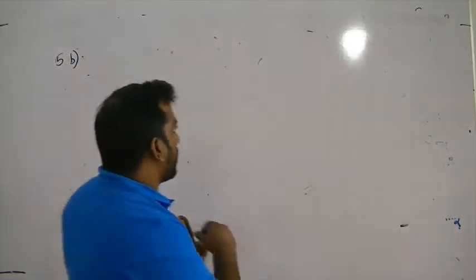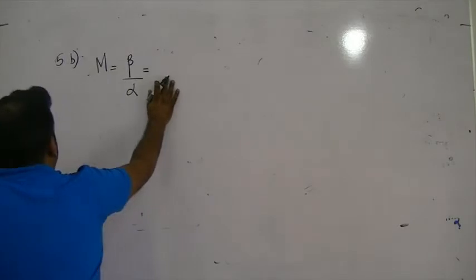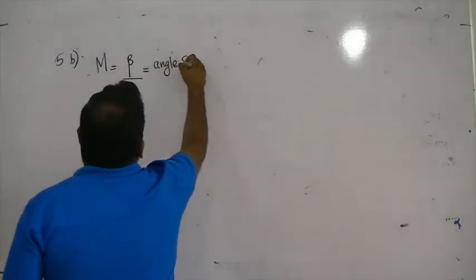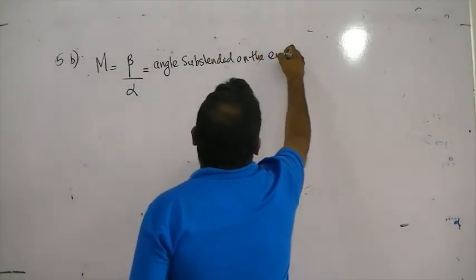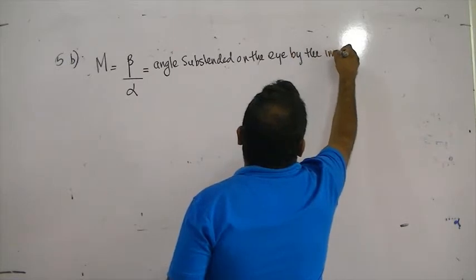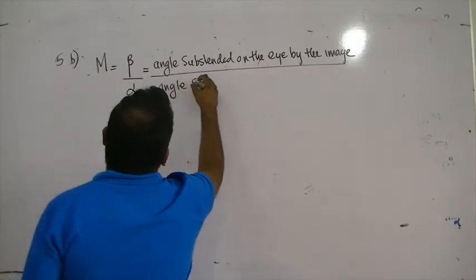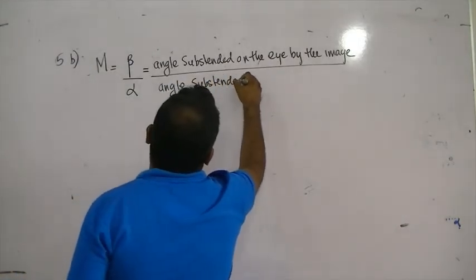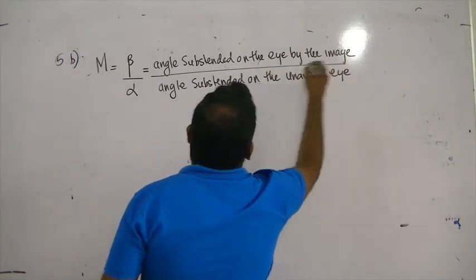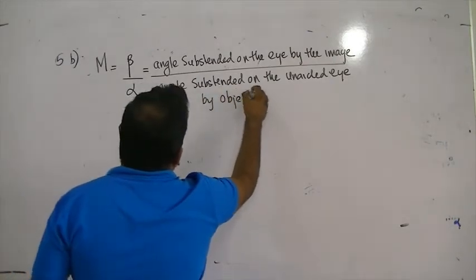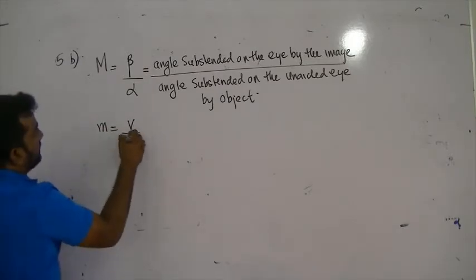Angular magnification talks about beta divided by angle alpha. Angle subtended on the eye by the image, divided by angle subtended on the unaided eye by the object. Linear magnification is image distance over object distance.